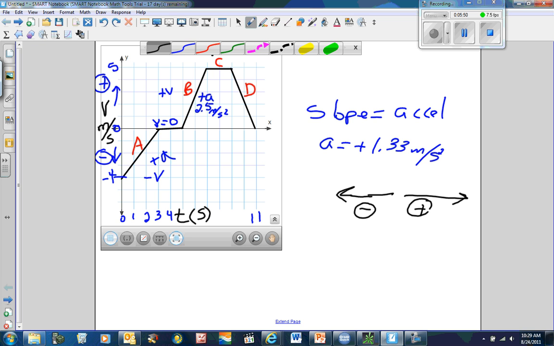So here's what we can do. Maybe this will make sense. Section A is slowing down. Section B is speeding up.